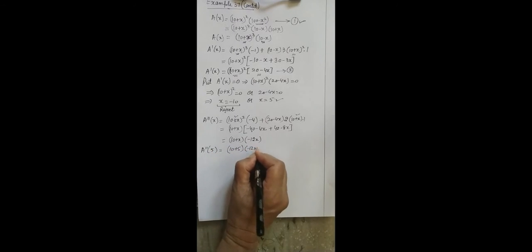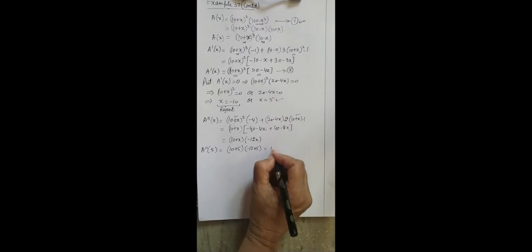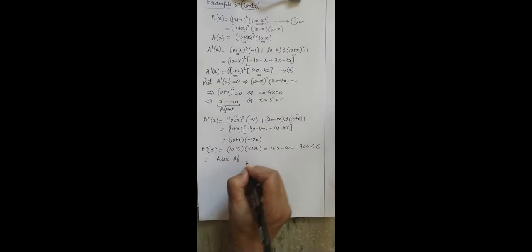Now I will find this value at x is equal to 5. So 10 plus 5 into minus 12 into 5, which will be 15 into minus 60, which will be minus 900. And clearly children, this is less than 0, which shows that area of trapezium is maximum. That is, area of trapezium is maximum when x is equal to 5. Now again let us find from the statement what is my requirement. The required is to find the area of the trapezium when it is maximum. So I have to find the maximum area.